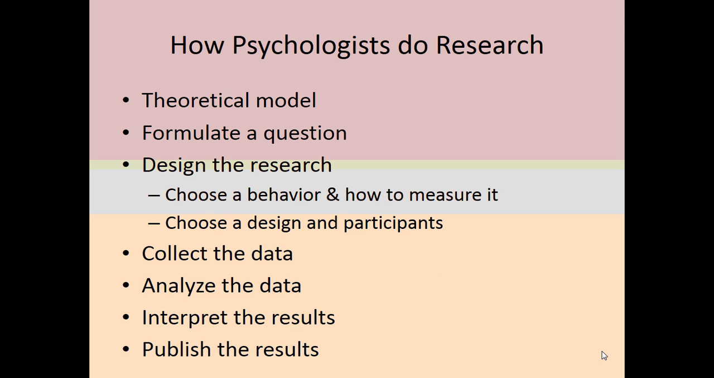So these are the different steps in doing psychological research. First, you have the theoretical model that gets created, the theory. So the research starts with a theory, then you create a question based on this theory and design the experiment based on your question. So you're going to choose certain behaviors, how to measure it, choose the design of the study, the participants, then you'll collect the data, analyze it, interpret it, and then publish those results.